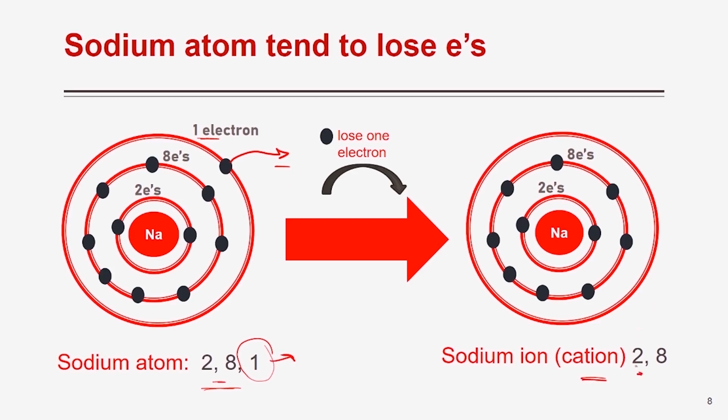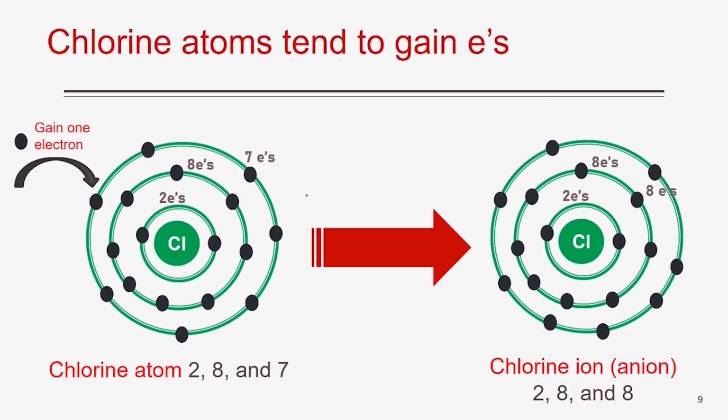Now, the sodium ionic configuration has 2 electrons in the first level and 8 electrons in the second level. That is why it is called the octet rule, because we have a group of 8. So we expect the sodium atom to lose an electron when it gets involved in a chemical reaction.